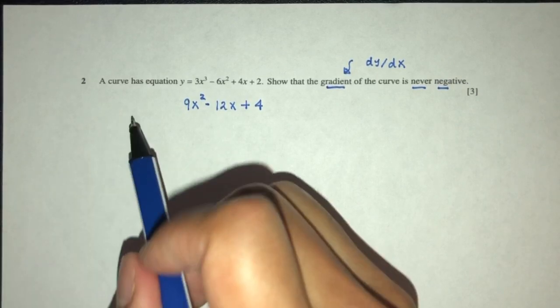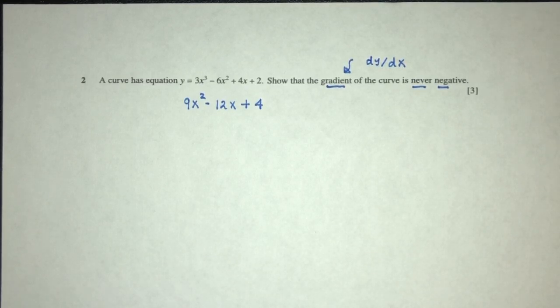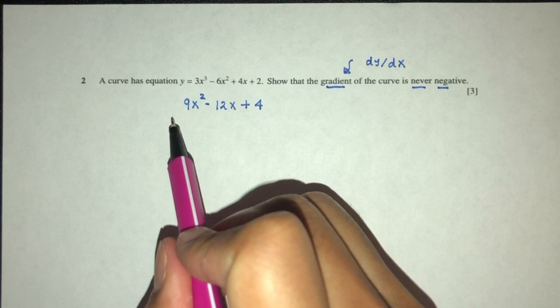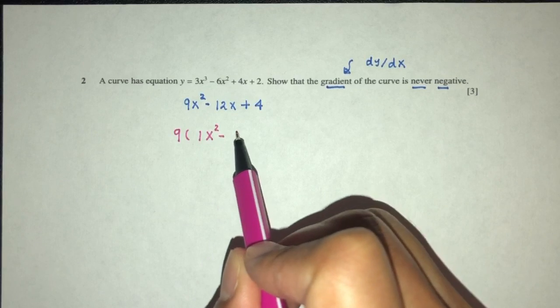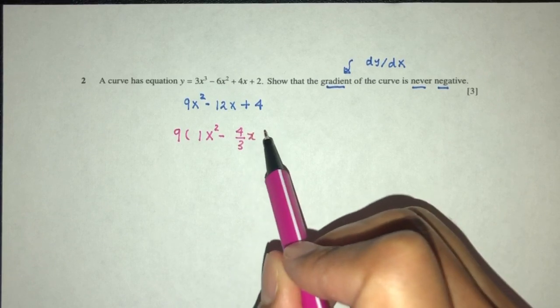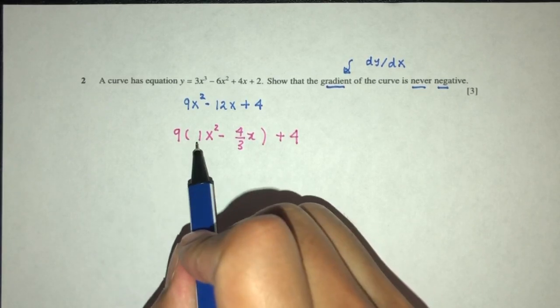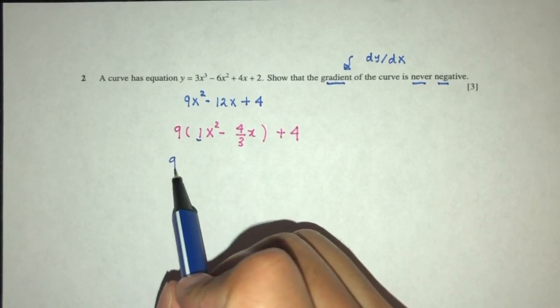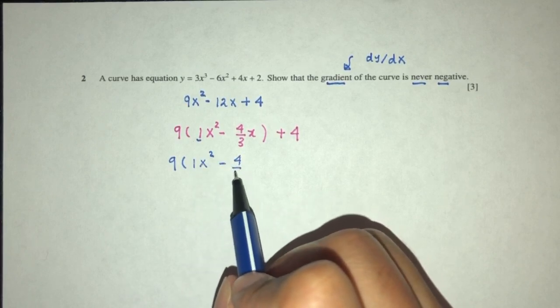Now, right now we still cannot show it is never negative, so we have to think, what can we use or what have we seen before that can help us to do that? We have to kind of complete the square. For example, before I do this, I realize I need to factorize by 9. That will be x squared minus, divided by 9, that should be 4 over 3 x, and then I can just leave this one outside, plus 4. Now because here we have 1, we can proceed to the next step. That will be 9, here we have x squared minus 4 over 3 x.